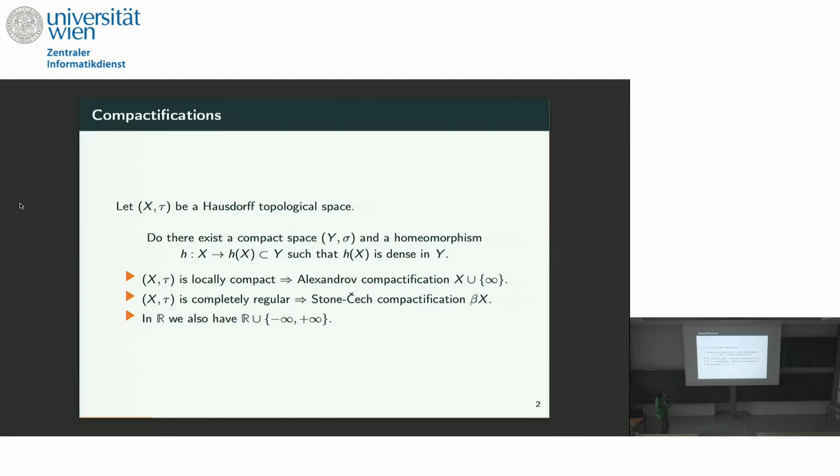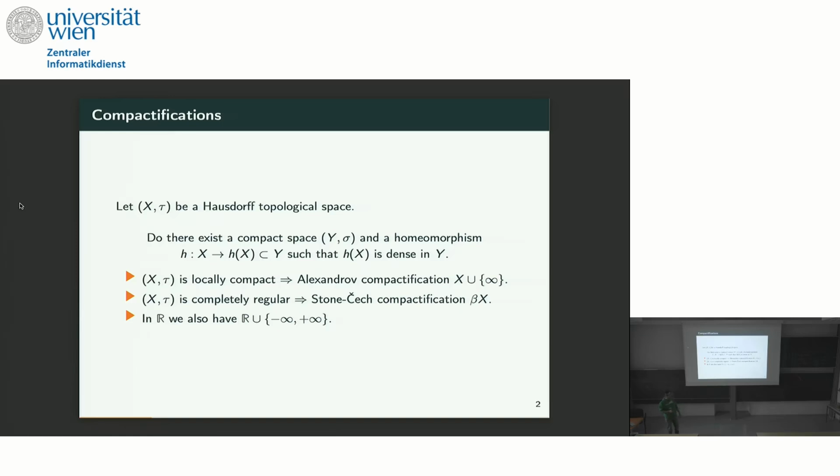Let (X, tau) be a Hausdorff topological space. We say that a compact space (Y, sigma) is a compactification if there is a homeomorphism from X to Y such that the image is dense. By homeomorphism here, I mean continuous onto its image. Some classical compactifications: if X is locally compact, then the one-point compactification or Alexandrov compactification. And if (X, tau) is completely regular, the Stone-Čech compactification. Also, in R, we have an extra one, which is adding the points plus infinity and minus infinity.